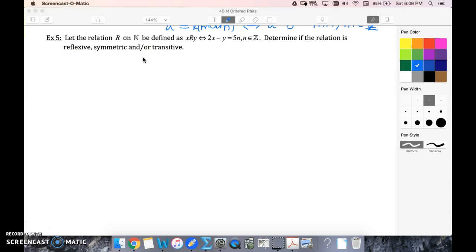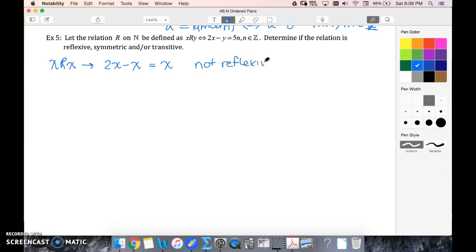Of course, if it was all three, we would call it an equivalence relation. So let's look at this. We've got xRx. That's going to imply 2x minus x, which is equal to x. Well, sometimes when we've got N, x is going to be a multiple of 5, but not always. In fact, generally, it's not going to be a multiple of 5. So this is not reflexive because it's only sometimes true. We would need it to always be true if it was going to be true.